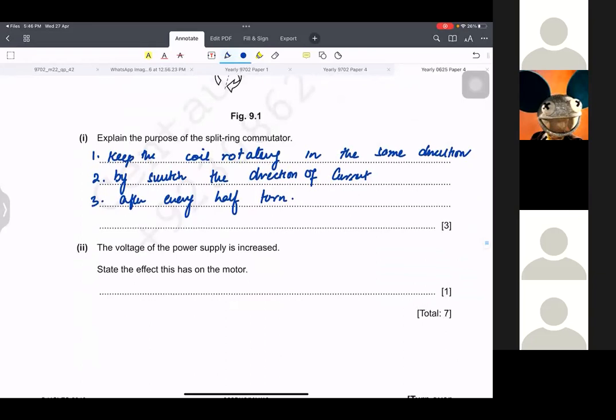Now, if the voltage of the power supply is increased, the effect on the motor is that it will rotate faster. All right.